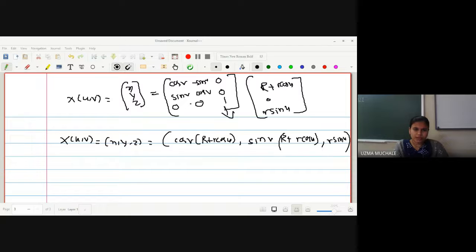Find x u and x v, that is, you have to differentiate with respect to u and then differentiate with respect to v. Then find x u cross x v. First row is u1, u2, u3. Second row is the coordinates of x u. Third row is the coordinates of x v. Check whether it is non-zero or zero. As it is a combination of sine and cos, obviously it will not be equal to 0. Okay, but still you have to do it. Everyone solve it.